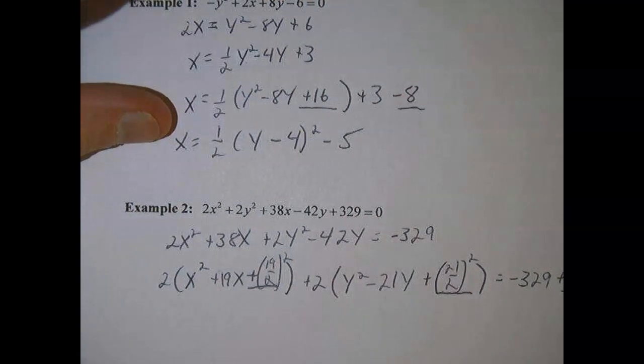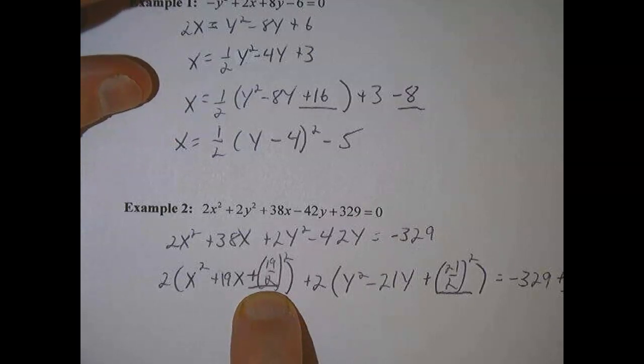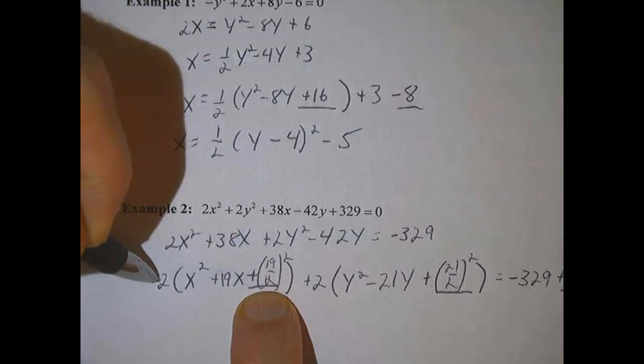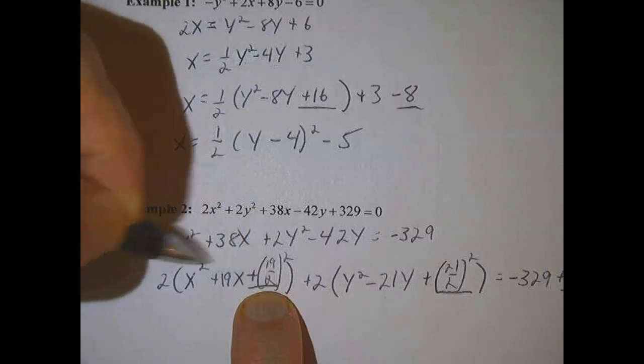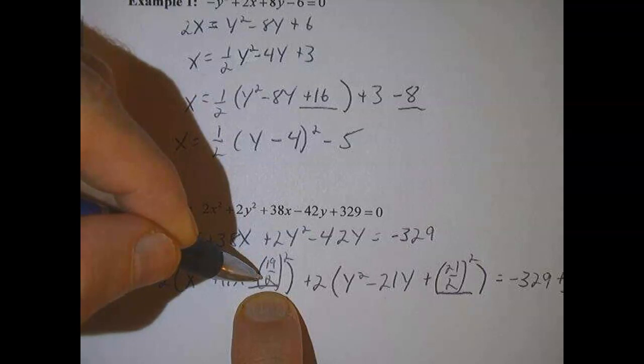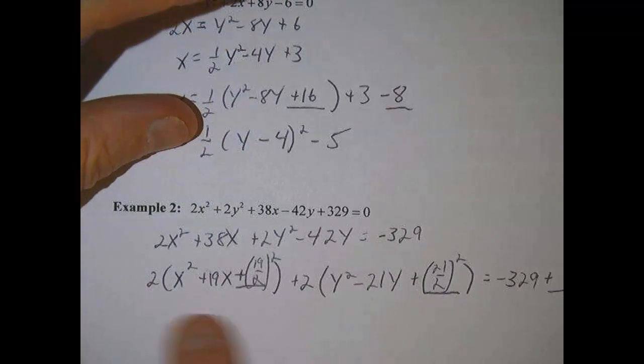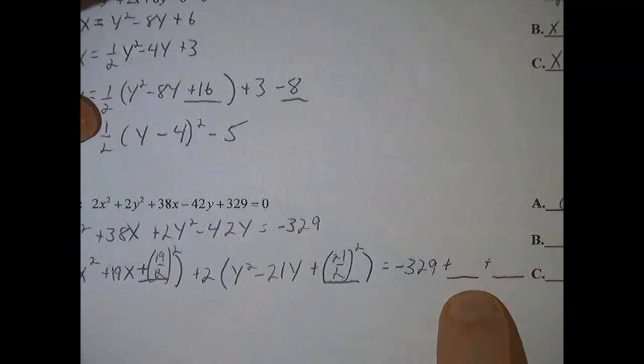All right, so what am I actually adding to both sides? I've got to be careful here because when I square this, my denominator is a 4. When I square this, I get 361. So this is 361 over 4. Multiply that by 2. And you might have to pause this and rewatch this, okay? But 361 over 4 multiplied by 2 is 361 over 2. So that's what I'm actually adding here. That's what I have to actually add over here. 361 over 2.